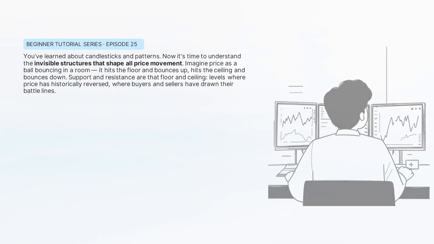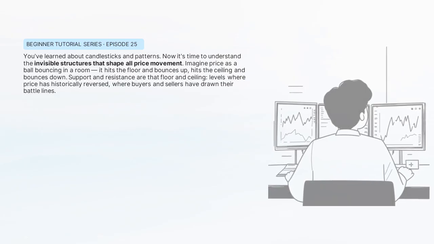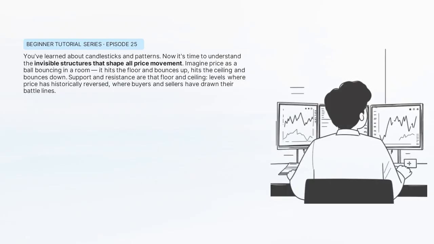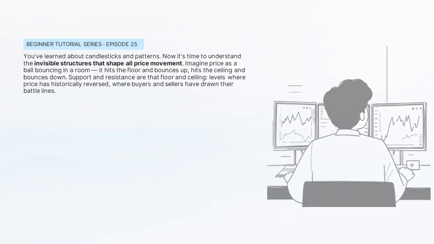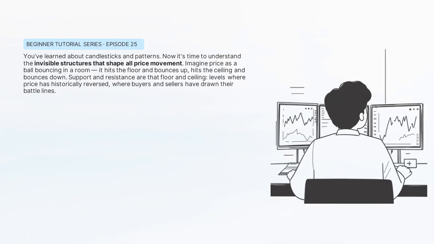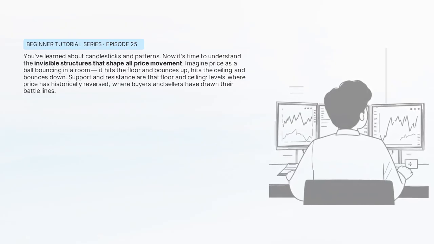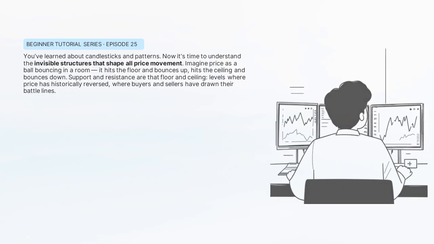Here's a simple way to think about it. Imagine price is a ball bouncing in a room. The ball hits the floor and bounces up. It hits the ceiling and bounces back down. The floor and ceiling don't move. They are fixed boundaries that contain the ball's movement. Support is the floor. It's a price level where falling price tends to stop and reverse upward. Buyers step in. Demand overwhelms supply. Resistance is the ceiling. It's a price level where rising price tends to stop and reverse downward. Sellers step in. Supply overwhelms demand.